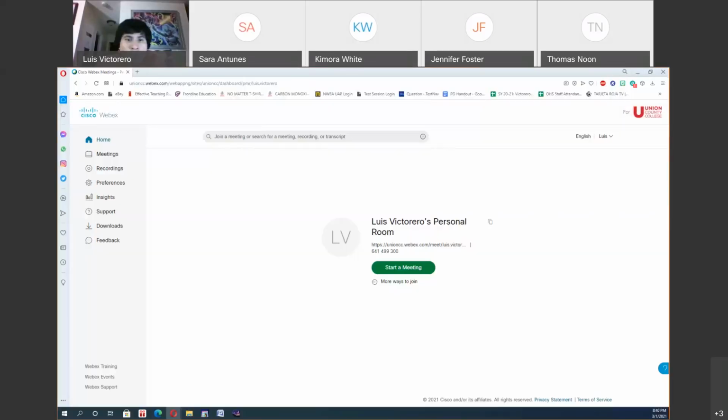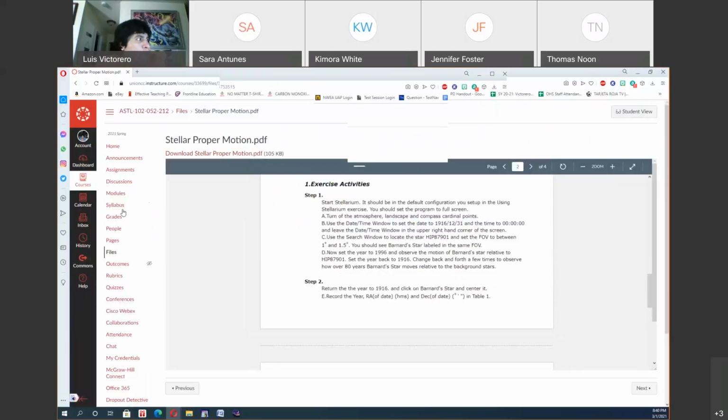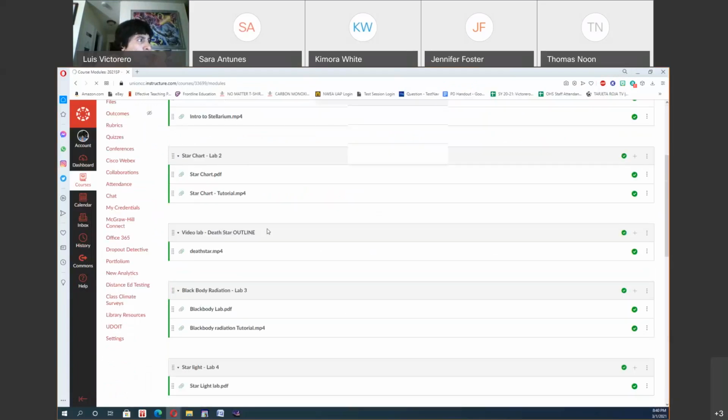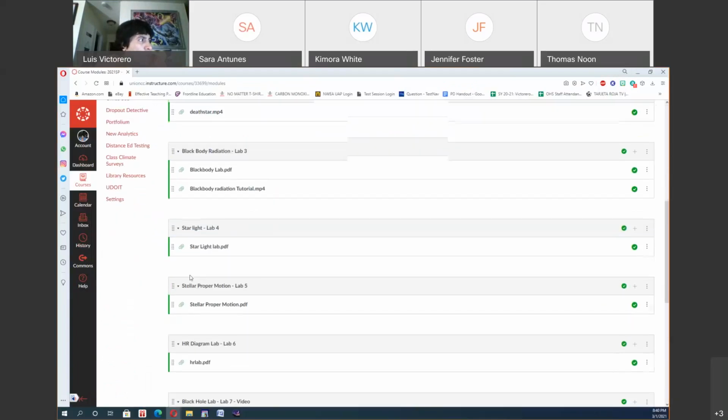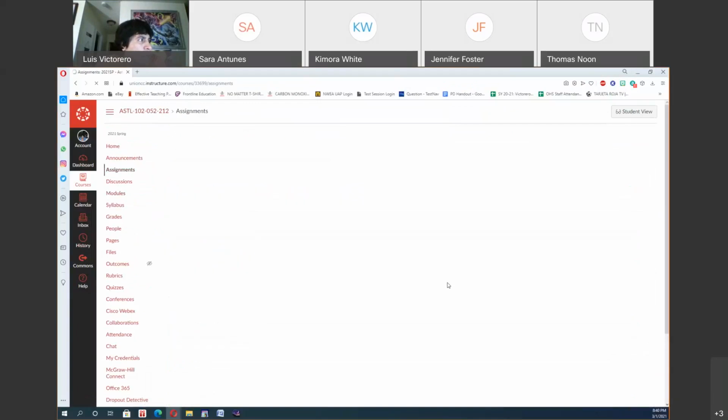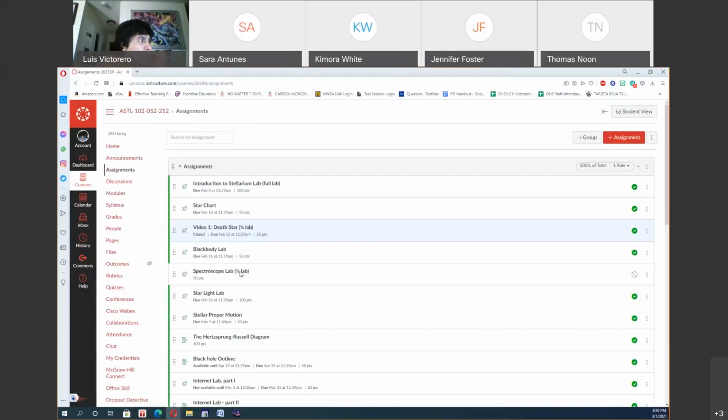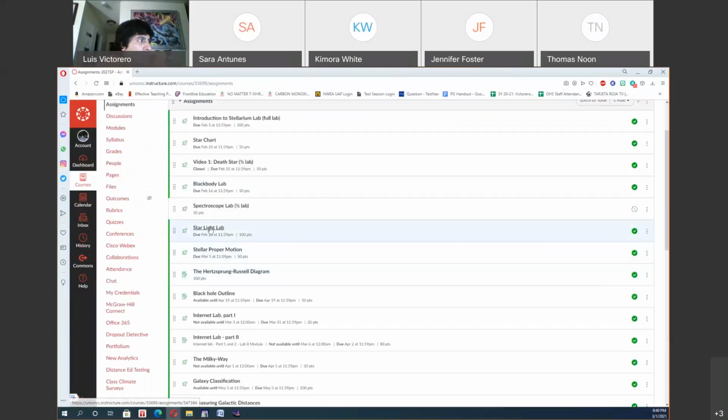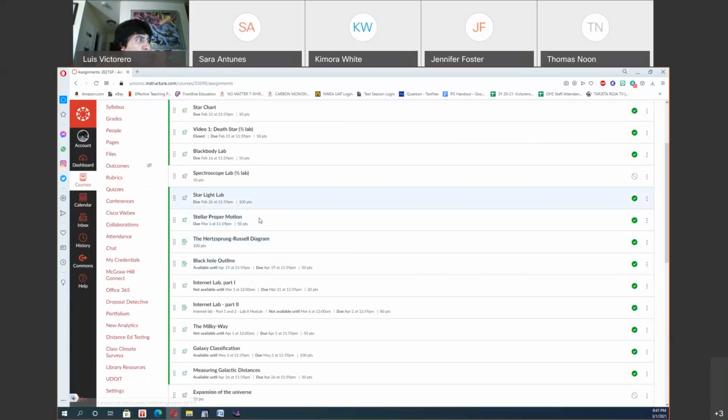Stellar proper motion, which is here. You can find it in the modules, lab 5. And if you go to assignments, you can also find it here after Starlight, of course. It is the only session we're having this week, a half lab.